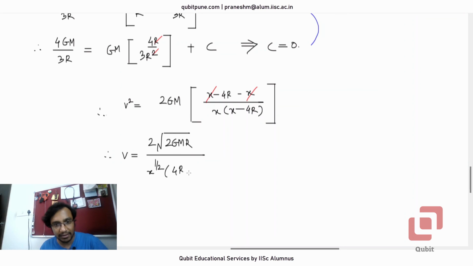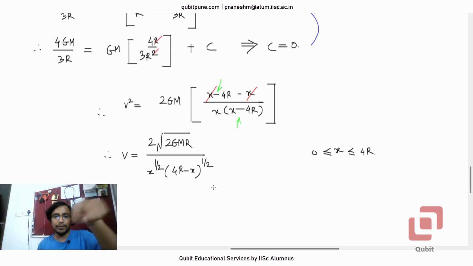Now you might ask, how did we do that? Is it allowed? It's allowed because x is always going to be in the range 0 to 4r. So when you are taking the root, x minus 4r will be negative and its root will be imaginary. So before we take the root, we have absorbed the negative sign of 4r here by writing it as 4r minus x.